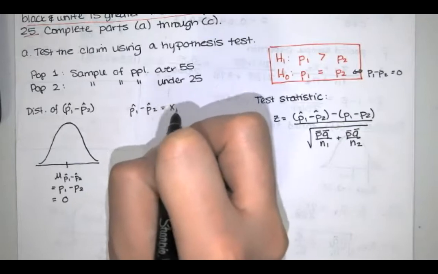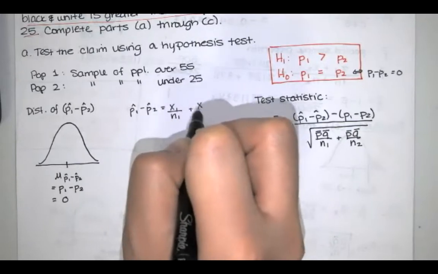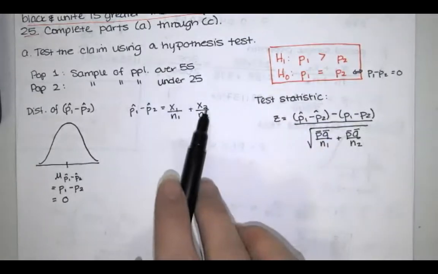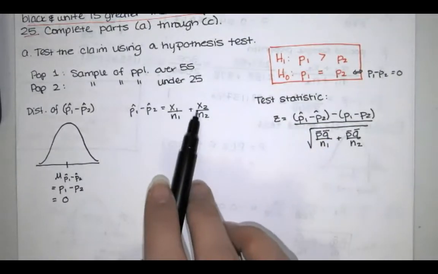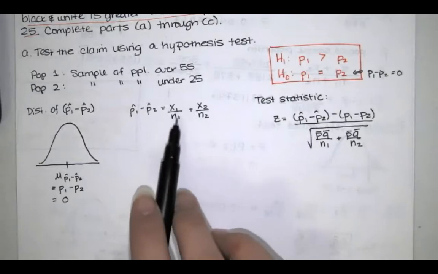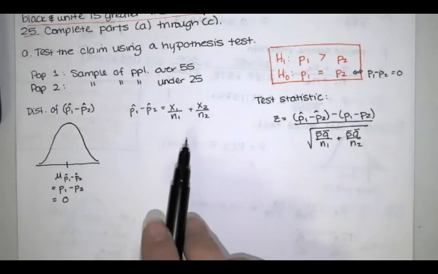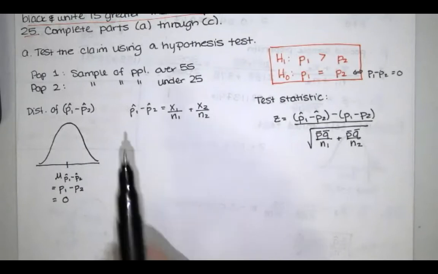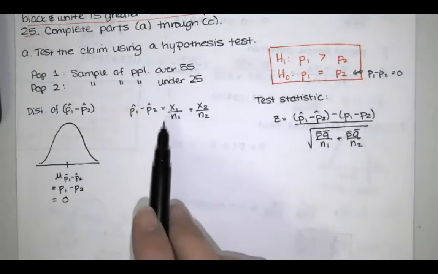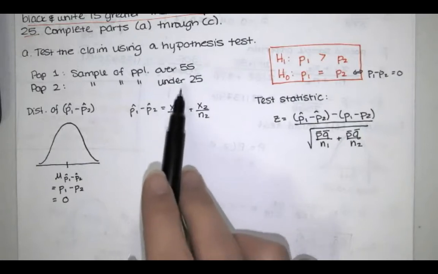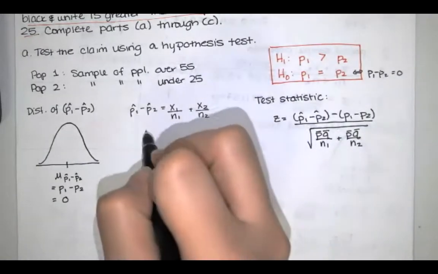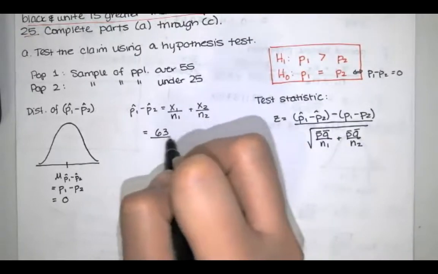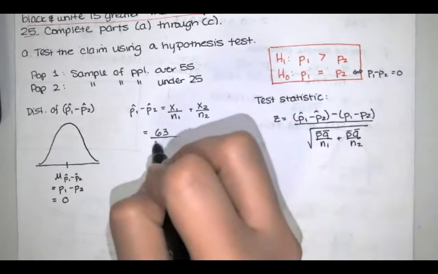So that's going to be x1 over n1 plus x2 over n2, where x1 and x2 are the number of successes in each sample, and then n1 and n2 are the sample size for each sample. Now, what we're considering to be success here is a person that dreams in black and white. So in our first sample, that's a sample of people over 55, we had 63 that dreamt in black and white, and the sample size was 322.